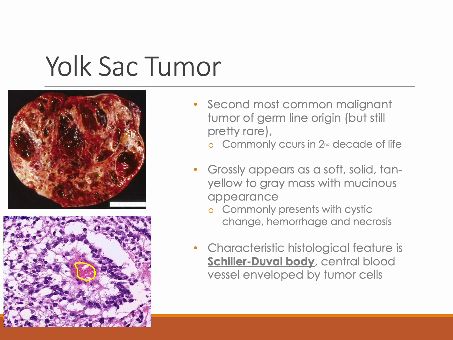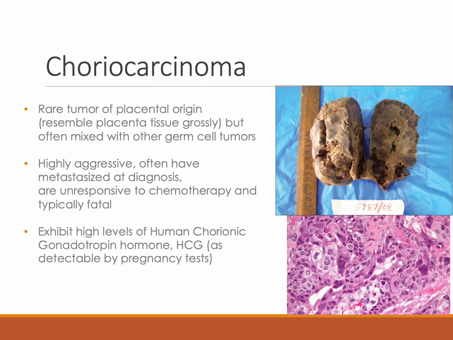Again, we mostly deal with the gross. So if you're looking at a smaller mass with a yellow to gray cystic cut surface, granted, that could be just about any germ cell tumor, but that would get you thinking yolk sac tumor, hopefully, especially if it's an early patient, in their 20s, 30s.